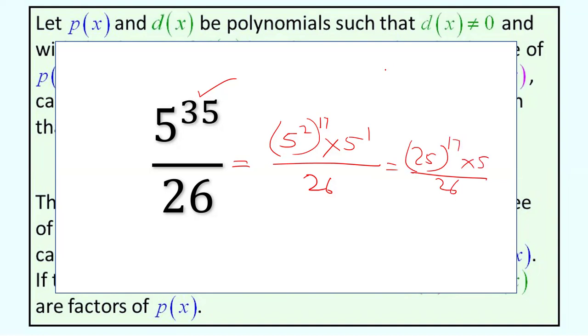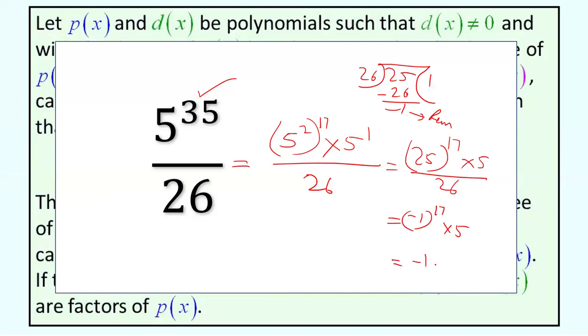Now when you divide 25 by 26, 26 ones are 26, so the remainder is minus 1. This is an interesting concept. The remainder can be negative also, because the number we are dividing is less than 26. So the remainder is -1, and we have the power of -1 as 17, into 5. -1 power 17 is -1 only. Multiply by 5, so we are getting -5.